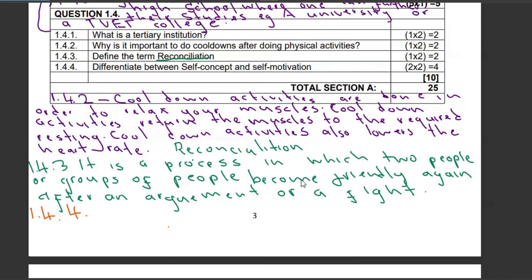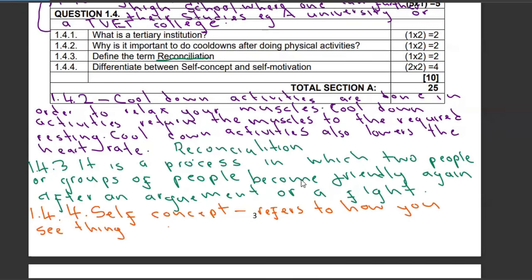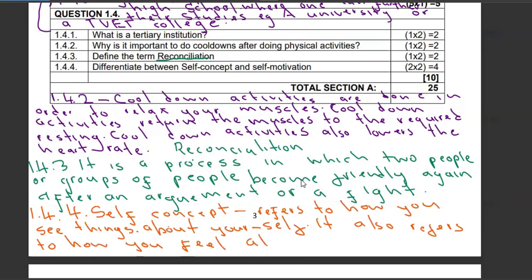It needs a distinction between self-concept and self-motivation. What is the difference between self-concept and self-motivation? I'll start with self-concept. Self-concept refers to how you see things about yourself and how you feel about yourself.